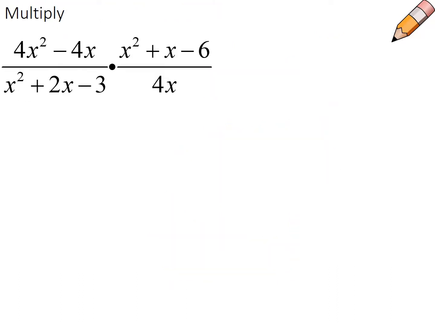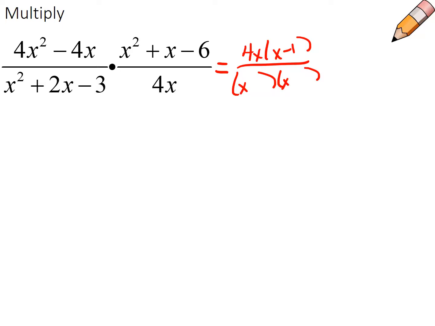All right, let's break it into factors, simplify, and multiply, all that good stuff. So first fraction, 4x squared minus 4x in the numerator. Let's take out a 4x. We're left with x minus 1. Now look at the denominator. Ooh, we have x squared plus 2x minus 3. That is going to be a trinomial pattern.